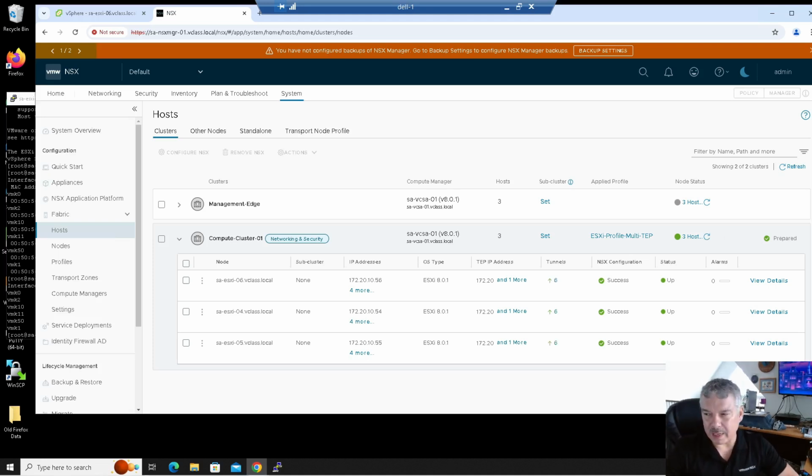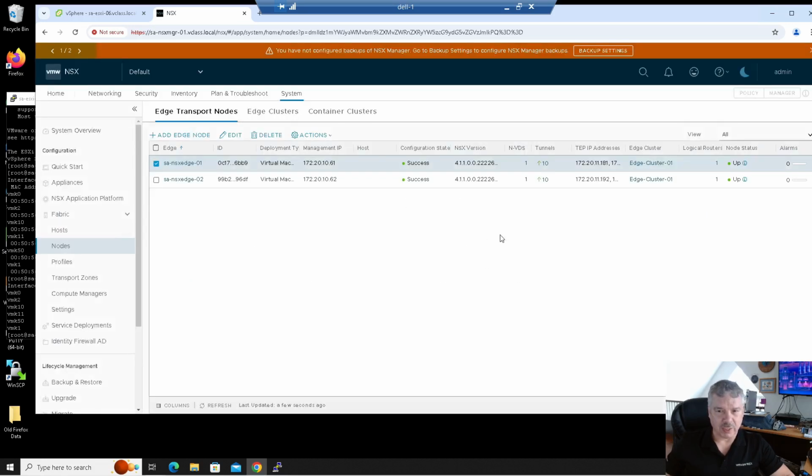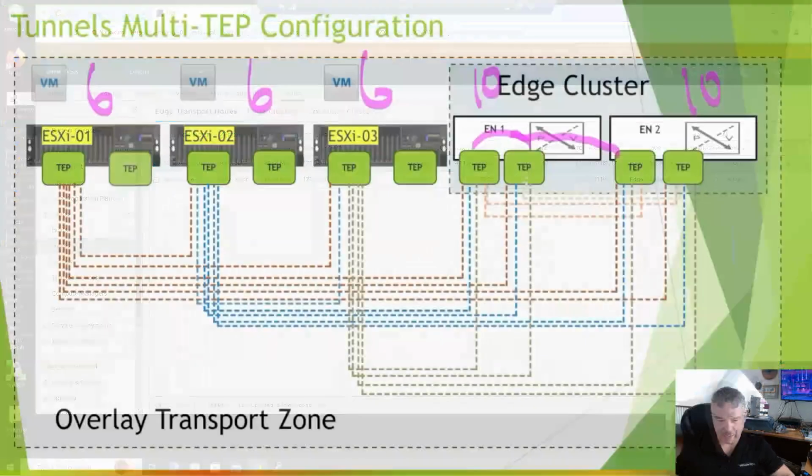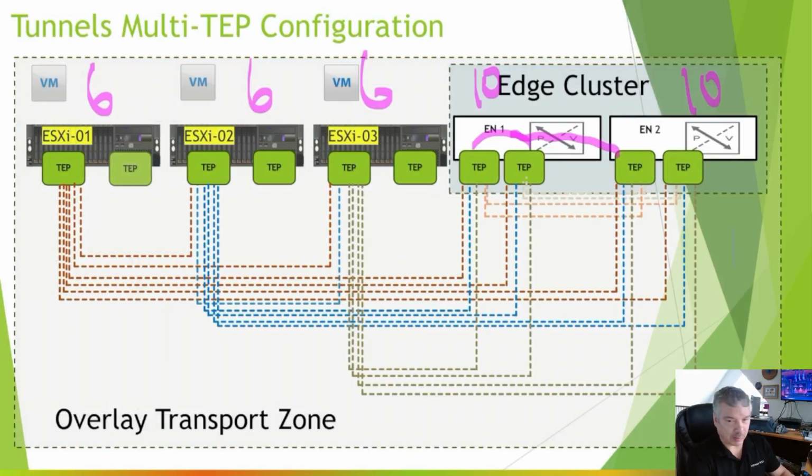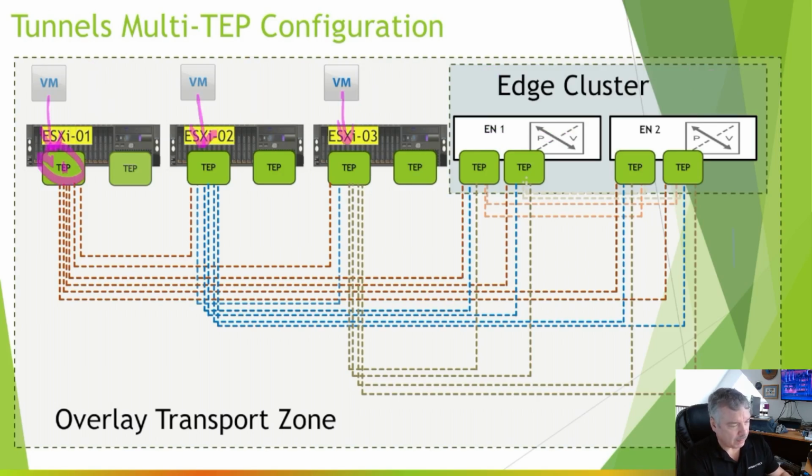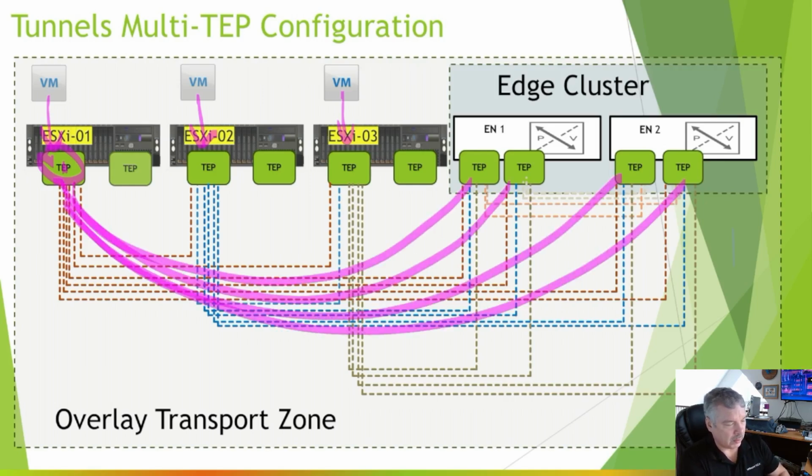Okay, so we're back and we actually see I've got my 6 tunnels on each of my hosts. If I go to my edges, I have 10. And that goes back to what I mentioned in here. I would actually have 6. Again, if we just review, this VM is using that TEP, this VM is using that TEP, this VM is using that TEP. So this TEP needs to talk to the edges, 1, 2, 3, 4. Needs to talk to this TEP, that's 5. Needs to talk to that, that's 6. And I will just repeat that on the 3 hosts. So that's why I got 6 there.